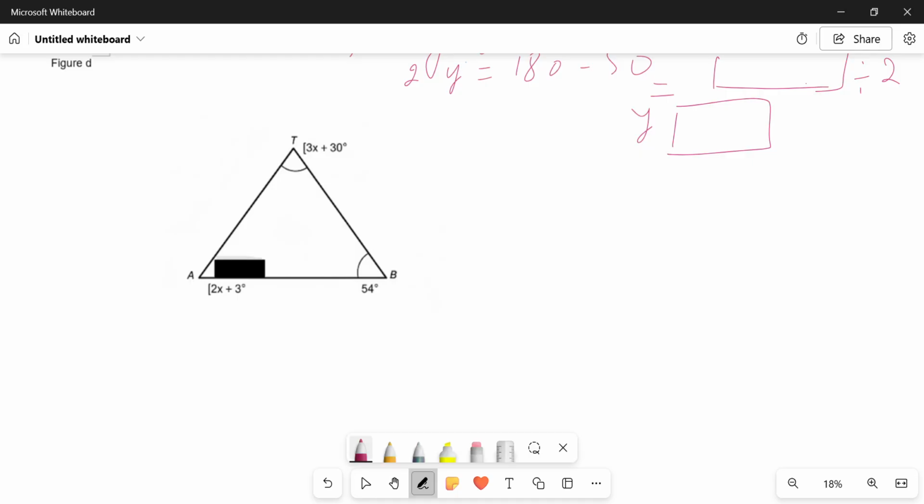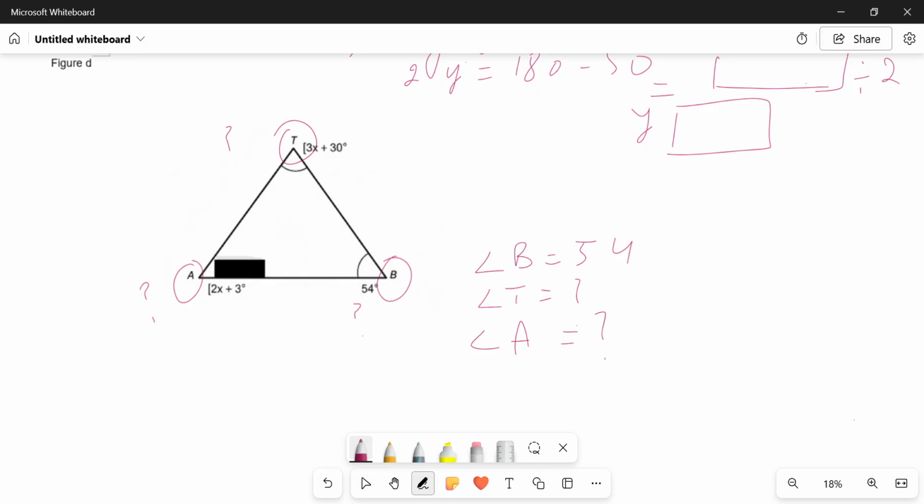The next diagram here is a triangle, a three-sided figure. Now, you need to find out the measurement of every vertex, which means every angle. What is the measurement of angle A? What is the measurement of angle B? Angle B is already given, it's 54 degrees. But you need to find out angle T and angle A.